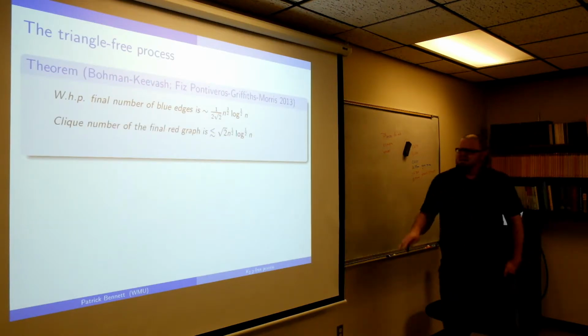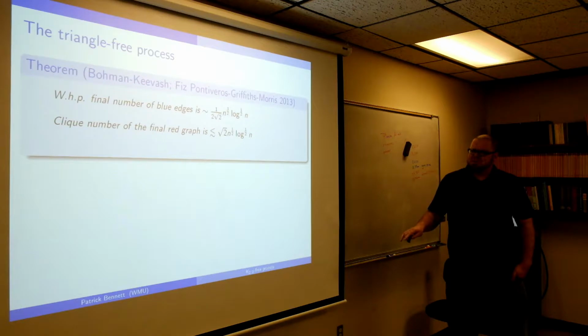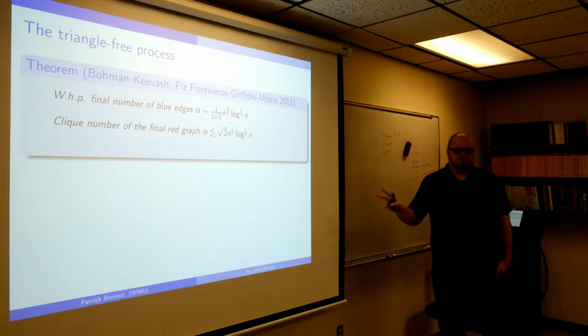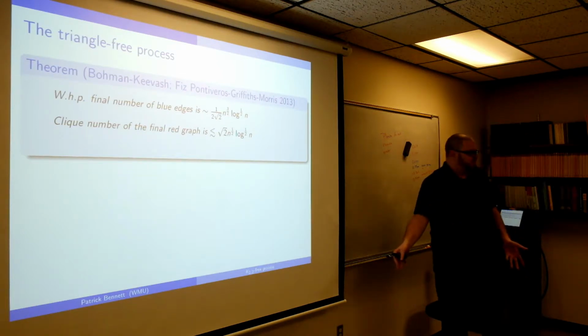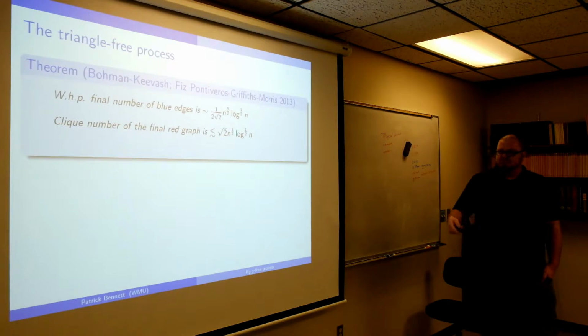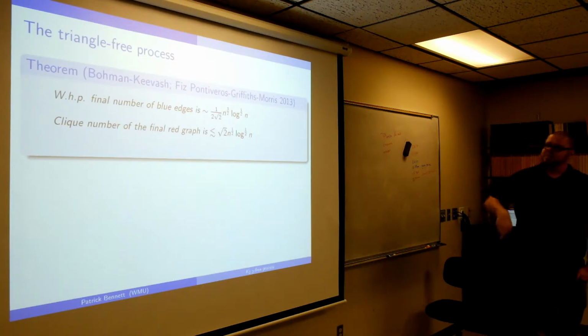By the way, just in case somebody doesn't know, with high probability means probability tending to 1 as n goes to infinity. So we're thinking of running this process on a larger and larger number of vertices. And the probability goes to 1 that these events happen.